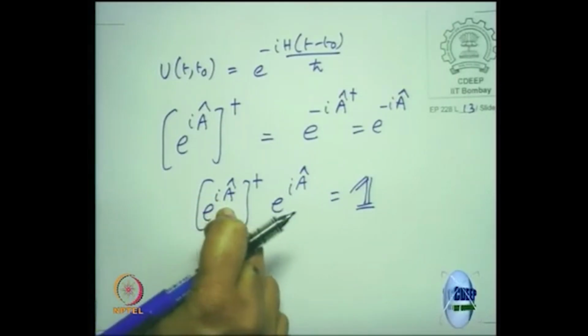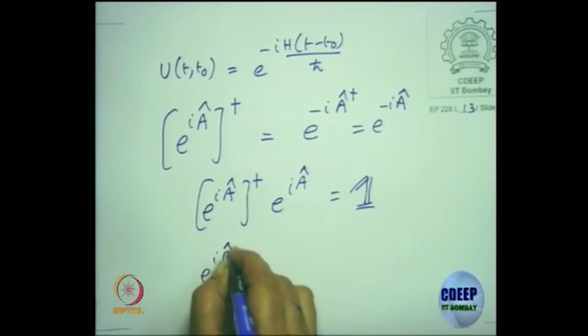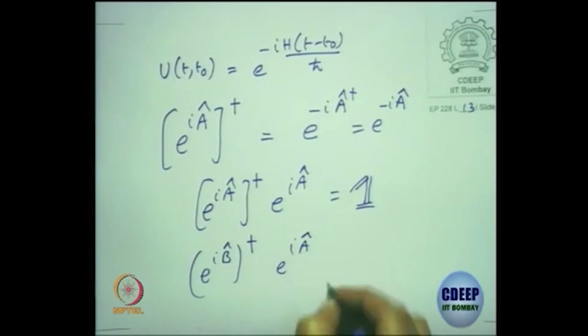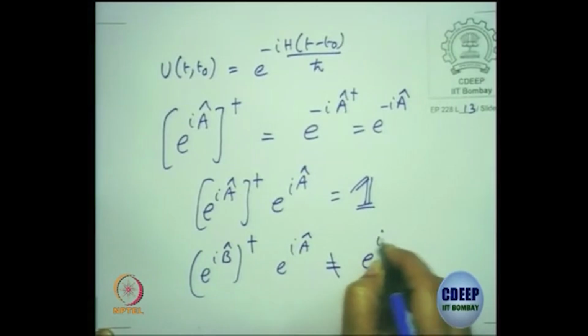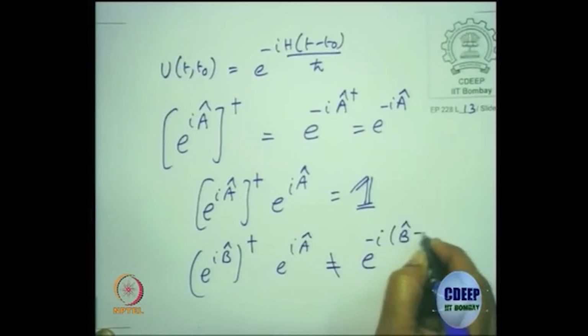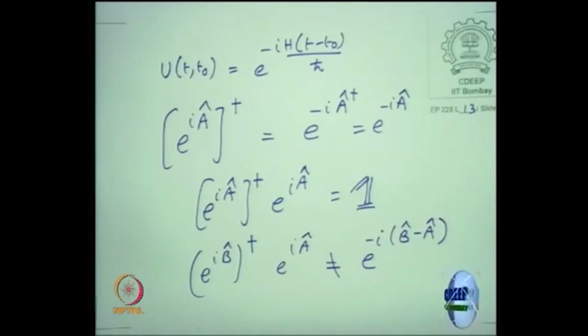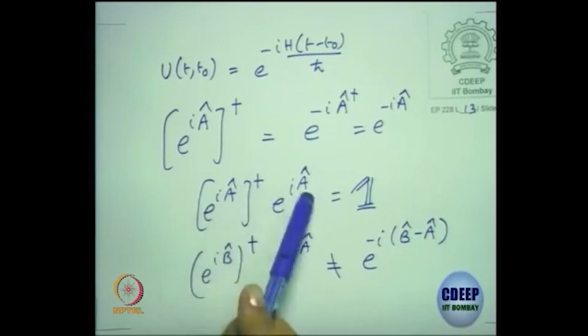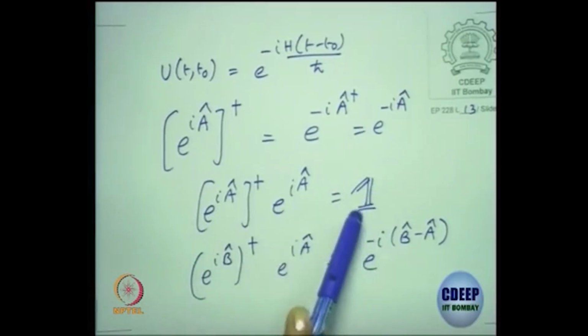This I also said in the last class. Suppose I give you e to the i B hat dagger, e to the i A hat. This is not equal to the sum in the exponent, you all agree? This is not equal to this in general. It will be true if they are commuting operators. If B and A are commuting, then you can write it this way. So trivially I have taken here the same operators. That is why this becomes identity.